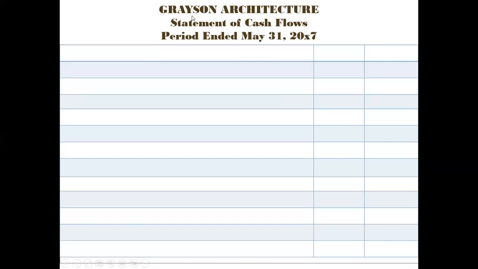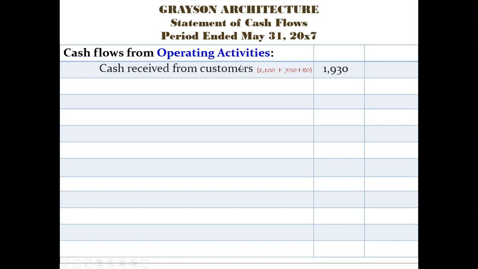So it's the Grayson Architecture Statement of Cash Flows. And remember, we said, guys, that operating activities are most important, so they're going to come first. So, cash received from customers. You see, I make sure I put in brackets, so I get that total. The 1,750 plus the 80.